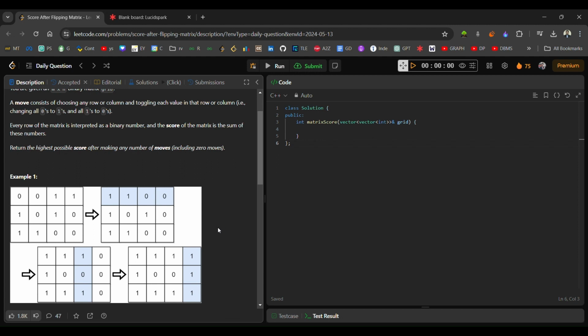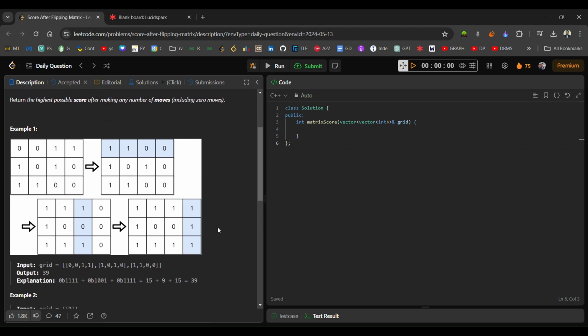So you can do this multiple times, and let's consider that a particular row is shown in a binary format. You just have to get the decimal value and sum them up, right? Sum them up for all the rows and get the score. So what do you have to do? You have to maximize the score, right?